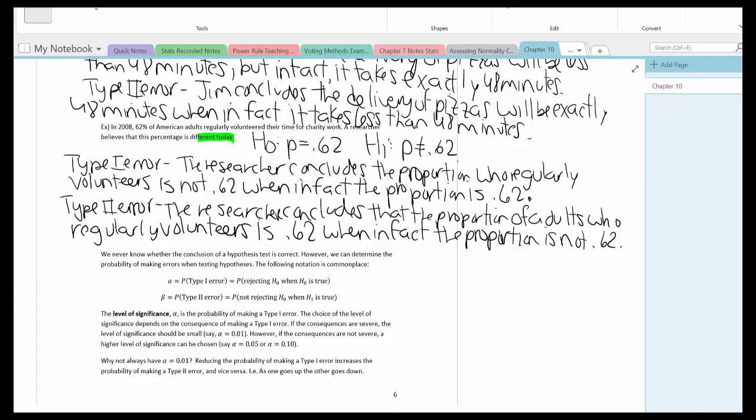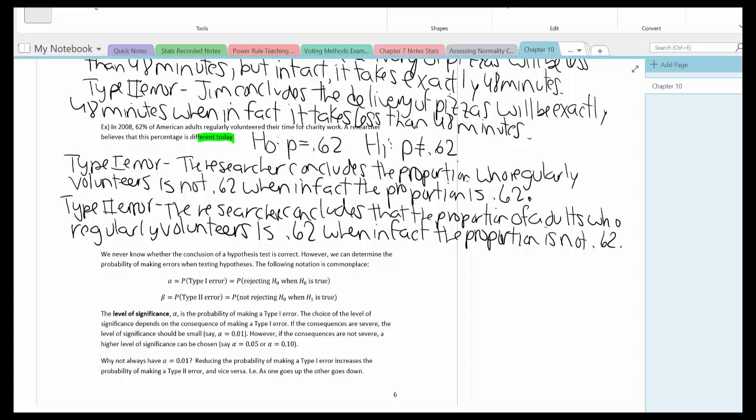We never know whether the conclusion of a hypothesis test is correct. However, we can determine the probability of making errors when testing hypotheses. The following notation is commonplace. Alpha is the probability of type 1 error, and that means the probability of rejecting the null hypothesis when the null hypothesis is true. Beta is the probability of type 2 error, and this is the probability of not rejecting the null hypothesis when the alternative hypothesis is true.